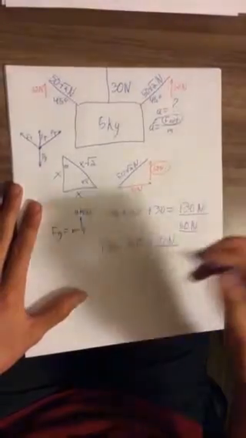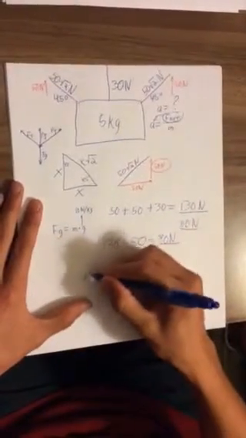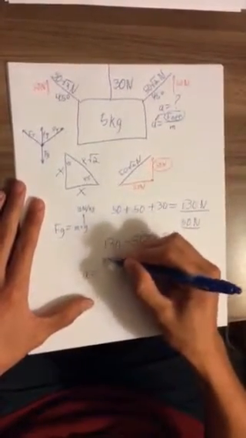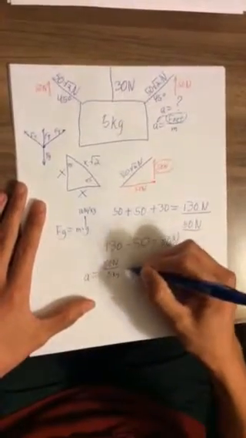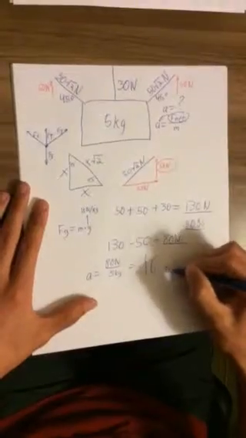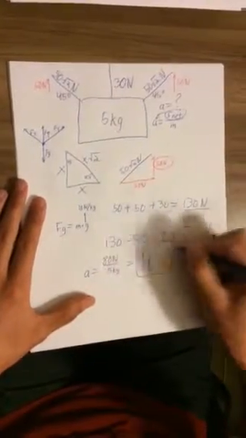That's my F net. Now I can plug this into the equation, so I get a equals 80 newtons over 5 kilograms, which gets me an acceleration of 16 meters per second squared, and that is my final answer.